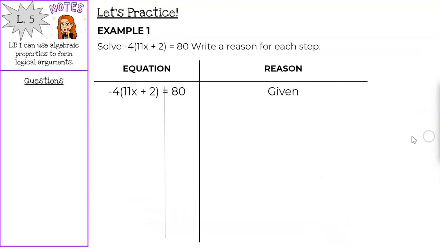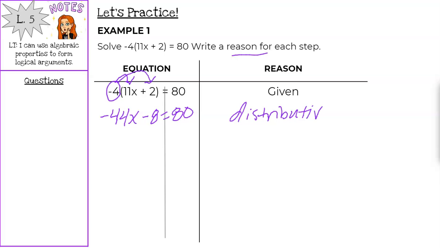So we're going to use those properties to write a reason for solving our equations. We're going to solve this equation, -4 times the quantity 11x plus 2 equals 80, and we'll write a reason for each step. First, we want to get rid of our parentheses, and to do that we use the distributive property. We multiply the outside number by the inside, so we just write distributive property.